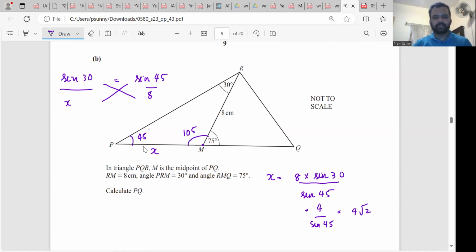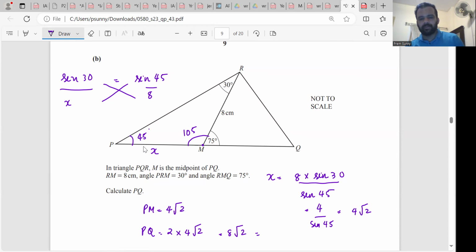But this is PM, 4 root 2. Our question is to find PQ. PQ is 2 times 4 root 2, which gives us 8 root 2. Putting this in the calculator, 8 root 2 gives the answer as 11.3. All the others are in centimeters, so 11.3 centimeter will be our final answer.